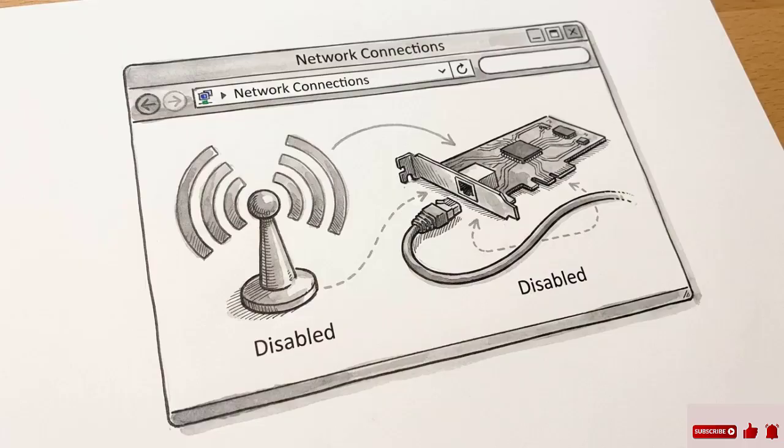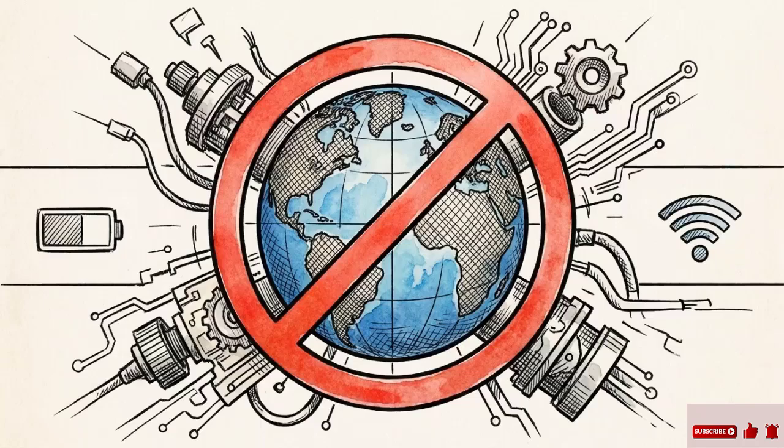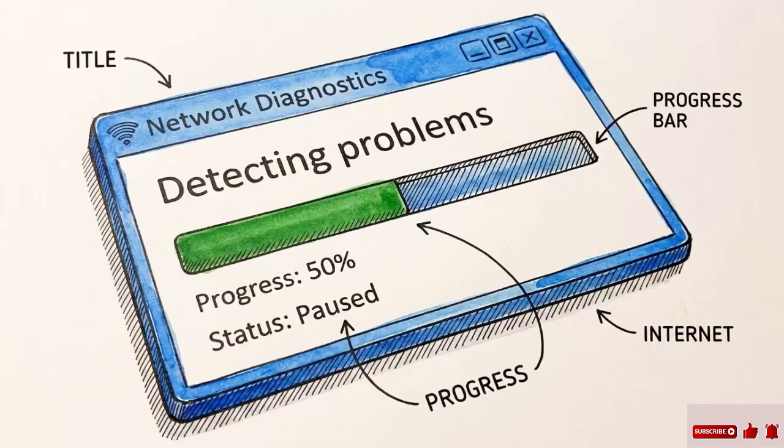Return to the Network Connections window and intentionally disable both your Wi-Fi and Ethernet adapters. Immediately look down at the system tray in the bottom right corner of your desktop. The standard network indicator has changed. You will now see a Network Disabled or Network Problem icon, represented by a globe with a crossed-out circle, indicating a complete disconnect. Clicking the specific error icon provides a direct shortcut to the Windows troubleshooter.